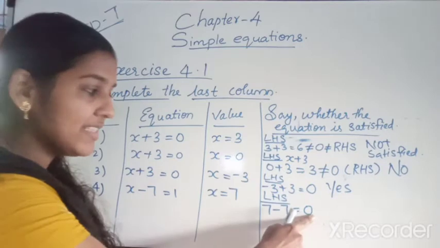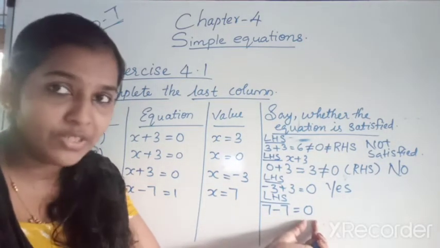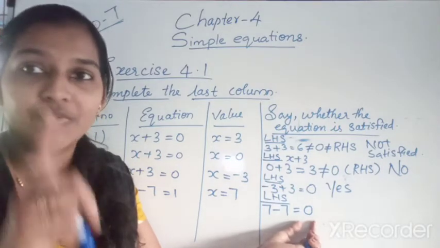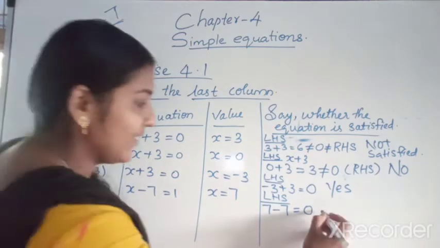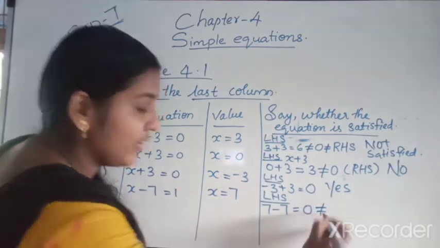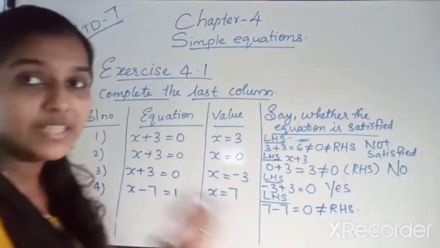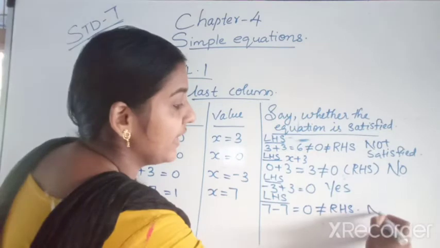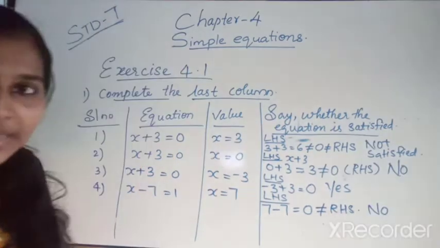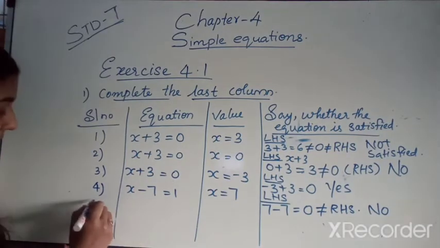Is the LHS equal to RHS? No. Here we got 0 in LHS, but the RHS is 1. So it is not satisfying. We can write it is not equal to RHS. Therefore, this equation is not satisfying. So you can write here no. Now let's move to the next one.